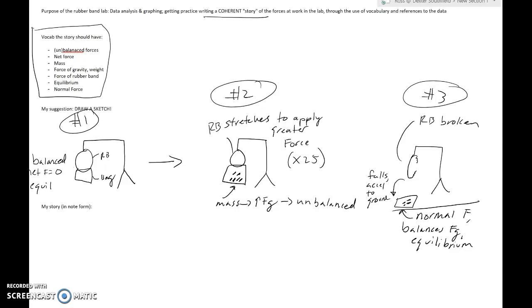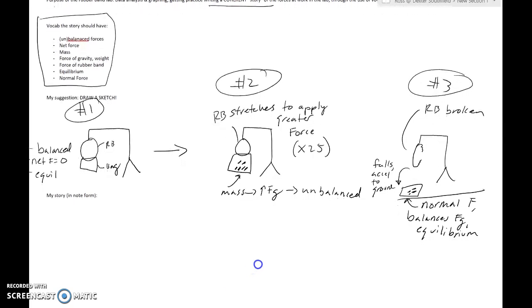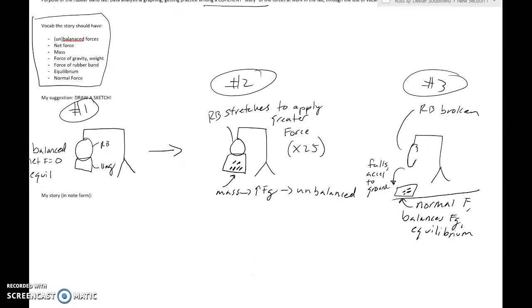So my suggestion from the beginning was draw a sketch, right? Sketch it out because that will help you see where the different forces are. So you know that I am not an artist, but here are the 3 stages of my sketch. So in stage 1 over here, we've got the ring stand right here. Over here would be the clamp. You've got the rubber band and the bag hanging from it. Then I just took some notes next to it. It's balanced. The net force is 0, which means they're at equilibrium.